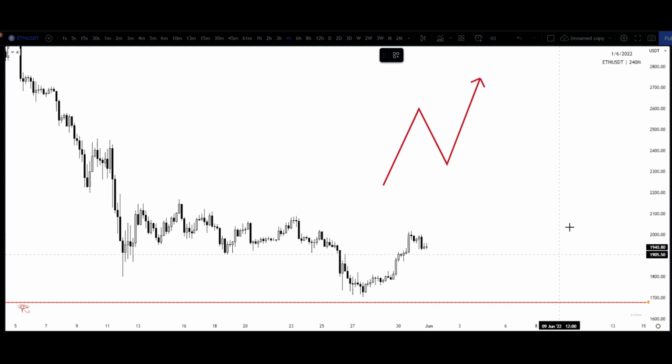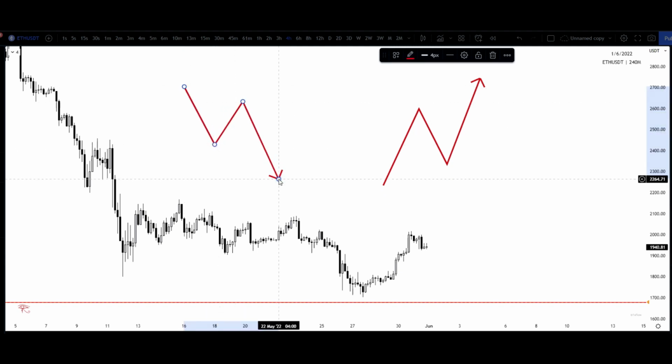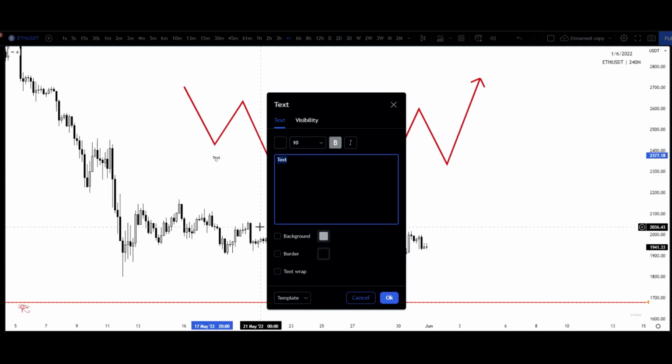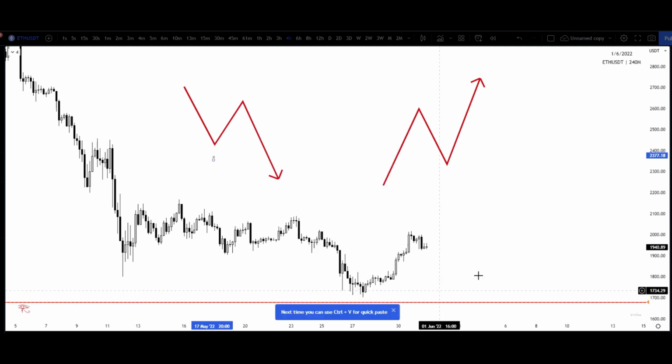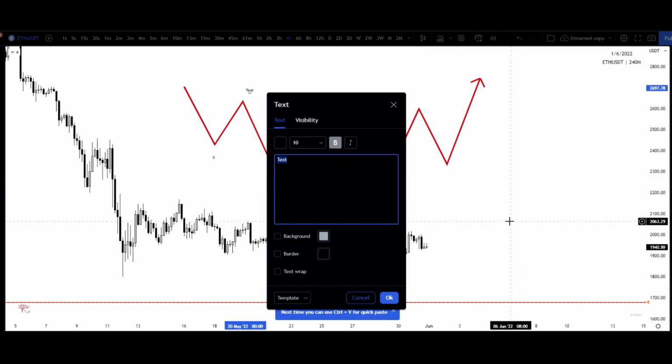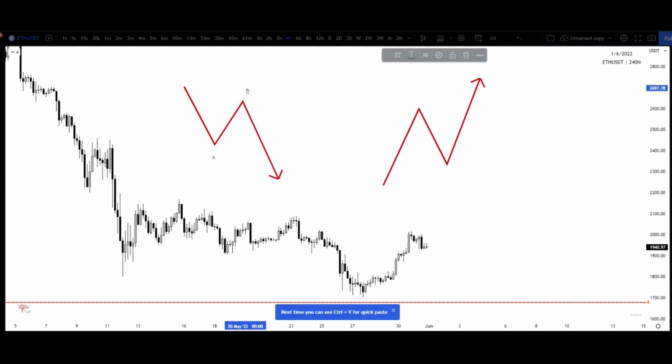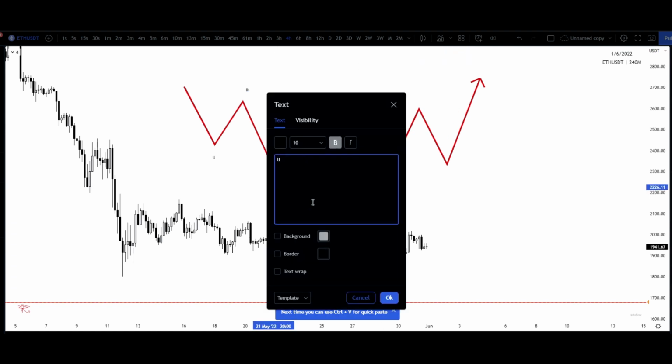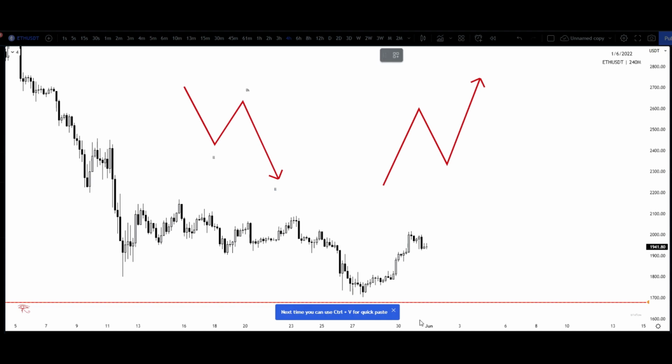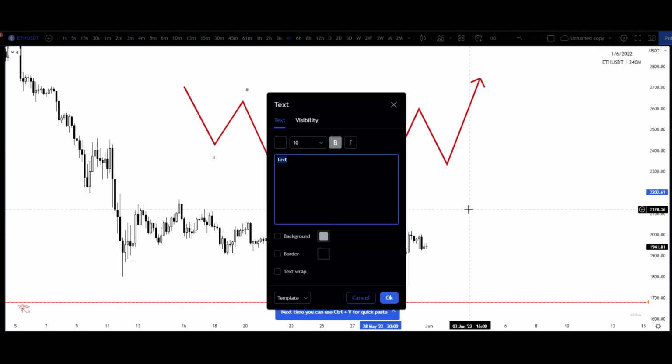So what I'm going to talk about first is just our basic lower highs, lower lows, higher highs, and higher lows. Uptrend right here, downtrend right here. Lower high, and then we have our lower low. If we go over to the other side, we have our higher low here.